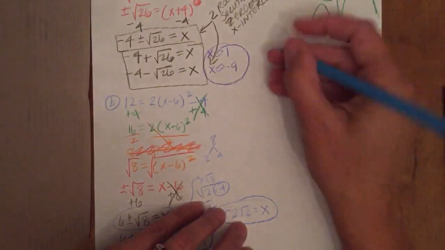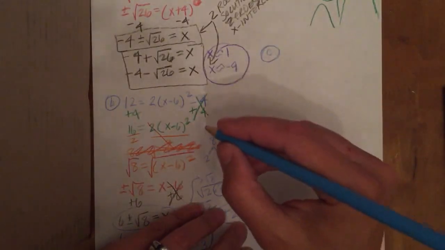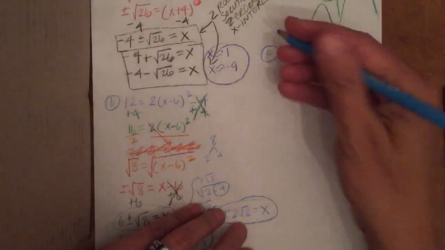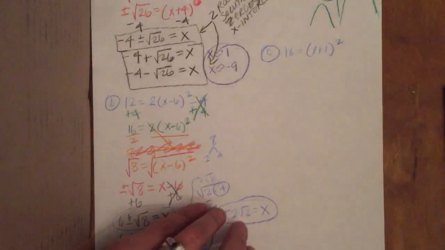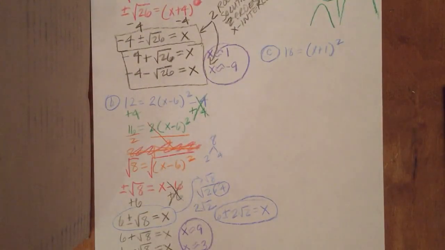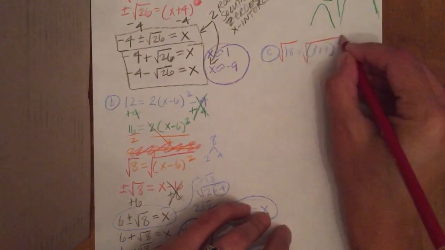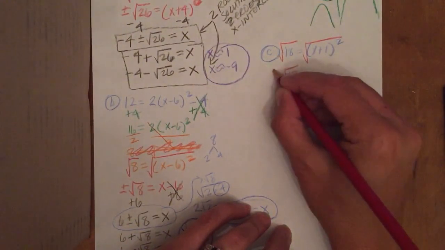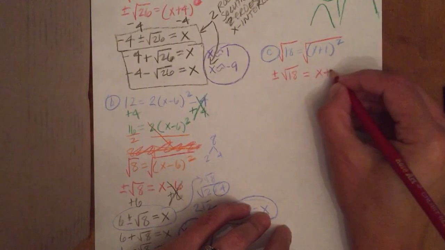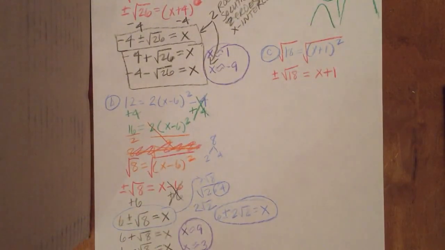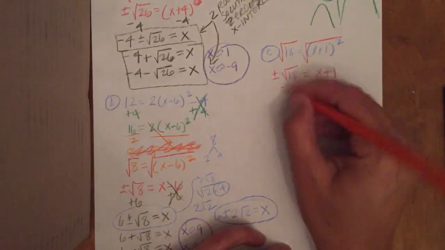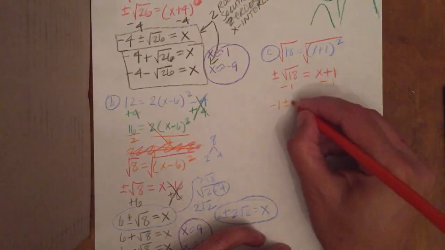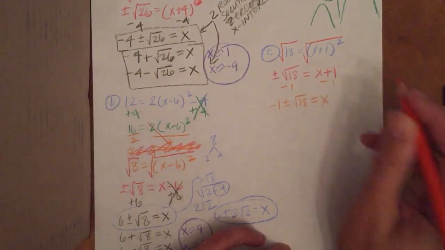So let's look at C. And C is 18, I believe, equals (x plus 1) squared. So this one is going to be a little simpler. We can jump right into the radical. So let's take the square root of both sides. Square root of 18. So I have plus or minus square root of 18 equals x plus 1. And then following my sequence, I'm going to subtract the 1 from both sides. Can't combine those. So negative 1 plus or minus square root of 18 equals x.